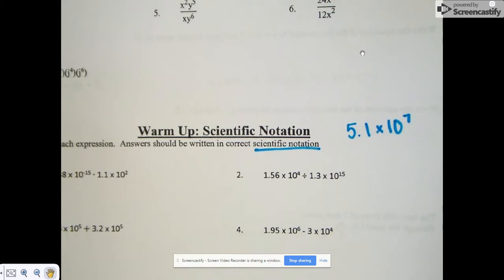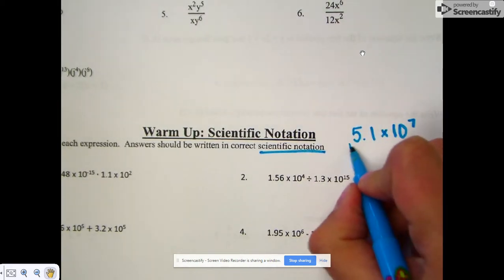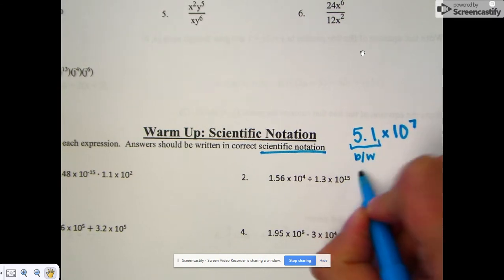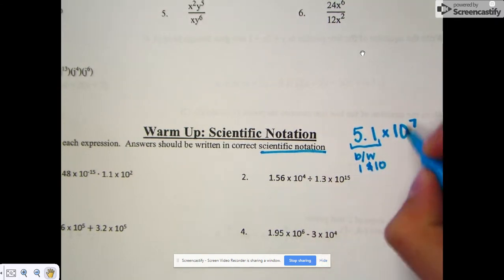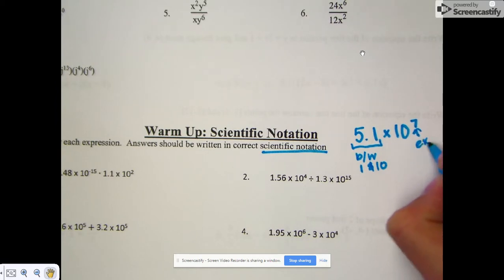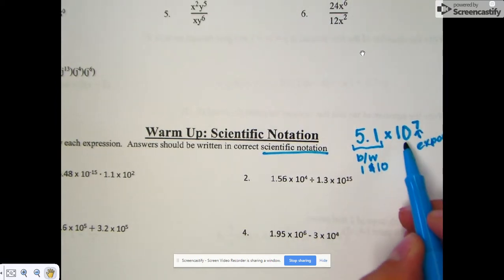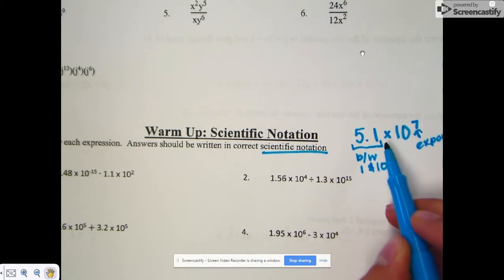Okay? Where this number is always between 1 and 10. It's called the coefficient. This is the exponent. That tells you what direction to move your decimal. And this is your base. Your base is always 10, and you're always multiplying.